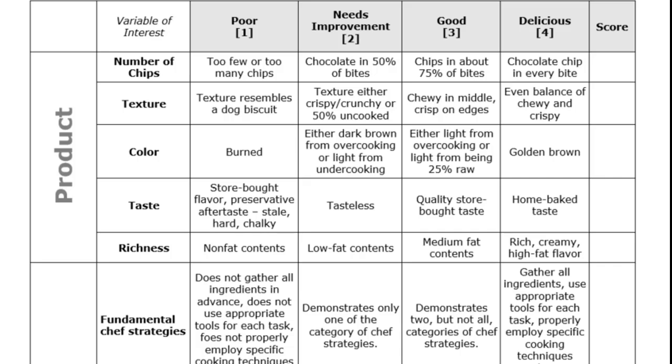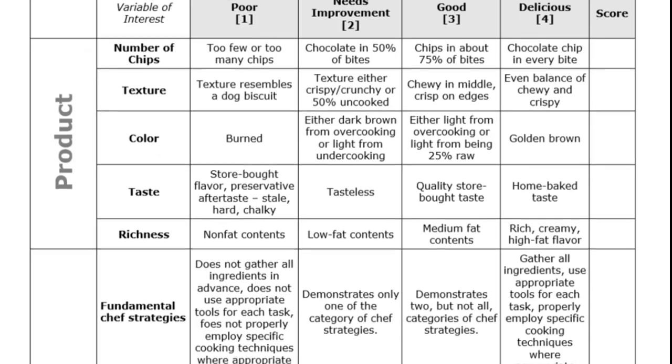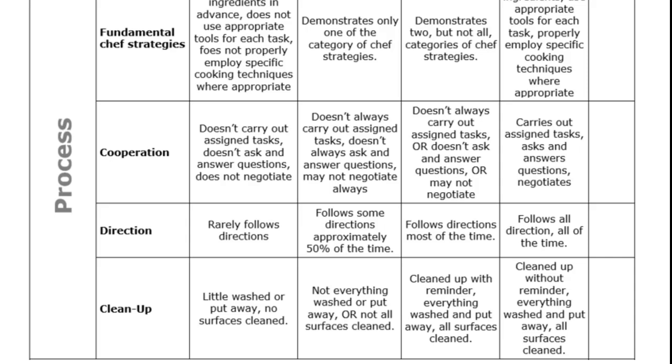So in the case of creating a really good chocolate chip cookie, you have a number of what I call variables of interest related to the product. That could include number of chips, texture, color, taste, and richness. And then you could also provide some feedback over specific aspects of the process: cooperation of making the cookies with other people, following directions, and then doing an adequate job of cleaning up.